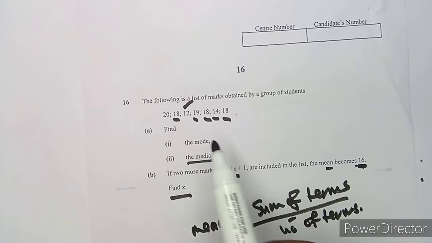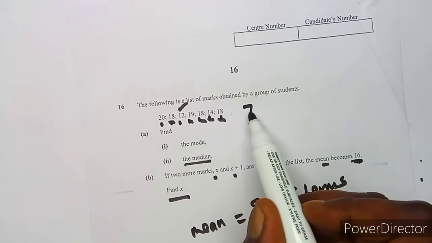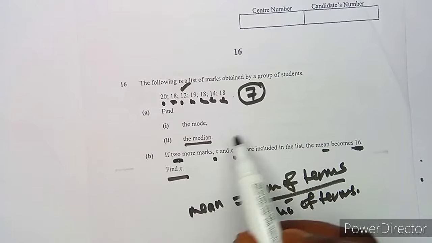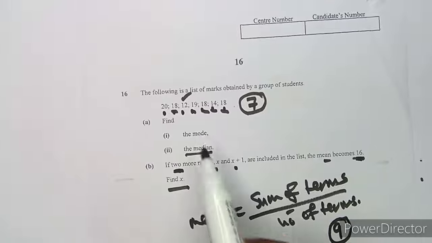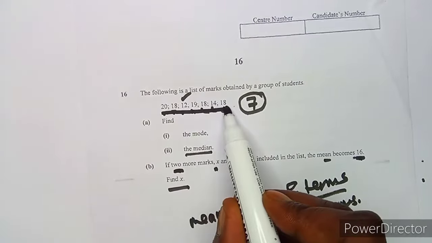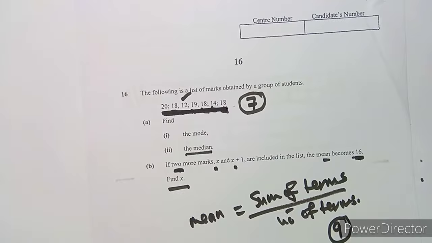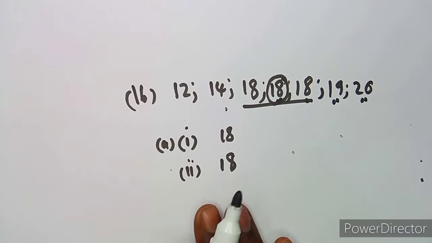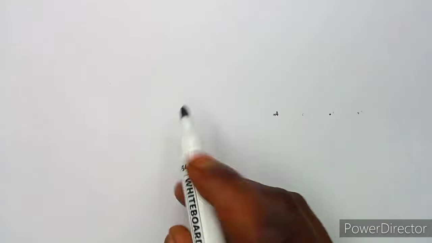How many terms are we going to add? Remember, here we've got 1, 2, 3, 4, 5, 6, 7. Here we've got 7 terms, and we added 2 more terms. So our total number of terms is going to be 9. Okay, so what is the sum of terms? Let's add. You add all these numbers together. If you add these numbers, you are going to obtain 119 there.